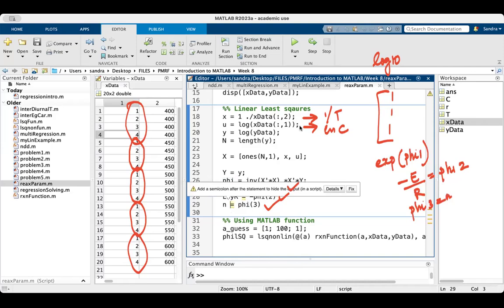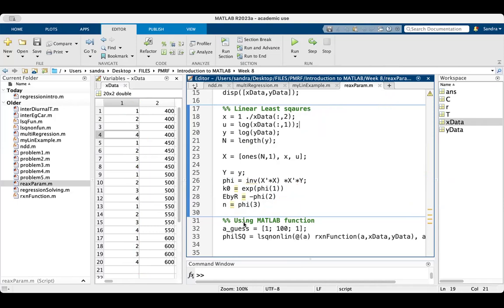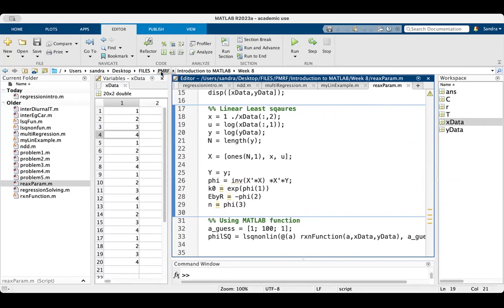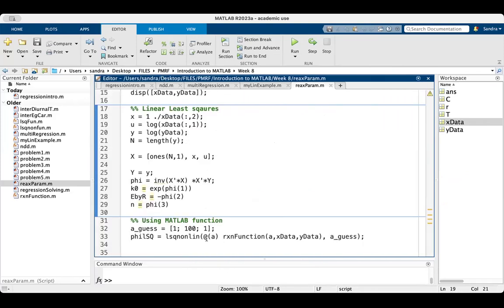You have to reconvert it back because for making it linear, you converted the whole data. So when you get your phi values, you have to convert them back to your actual variables. Remember this point. If you don't want to go through all these hurdles, there's an inbuilt MATLAB command for fitting nonlinear functions directly. That function is called lsqnonlin. We'll look at the syntax of it.